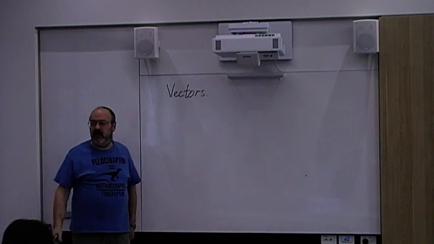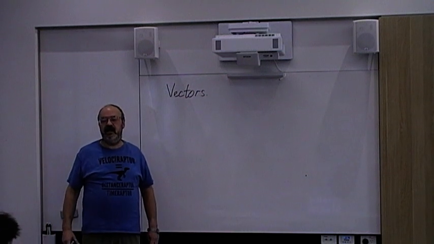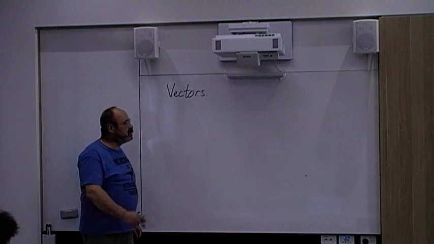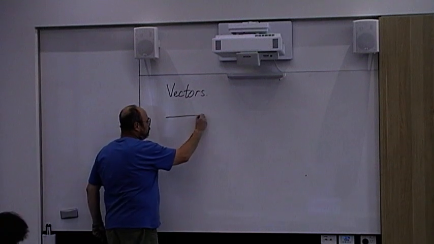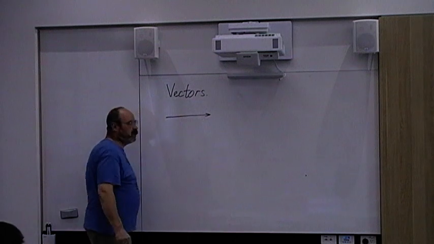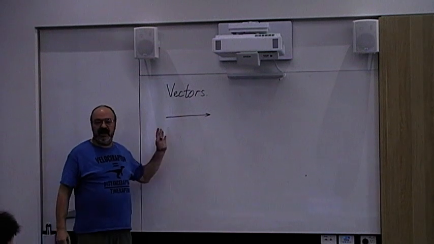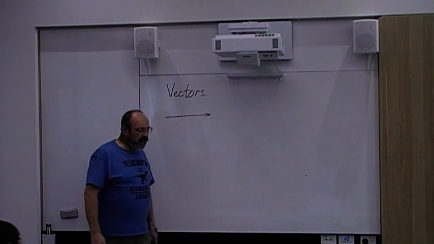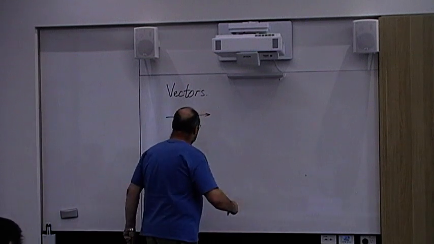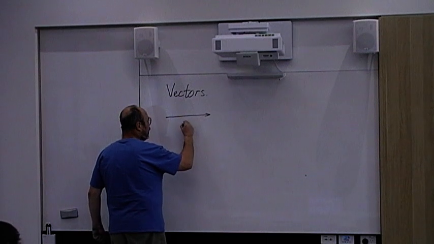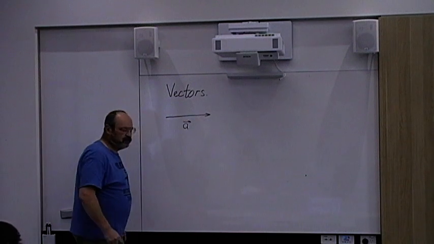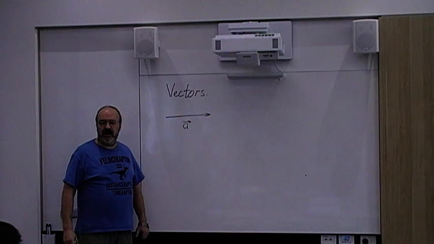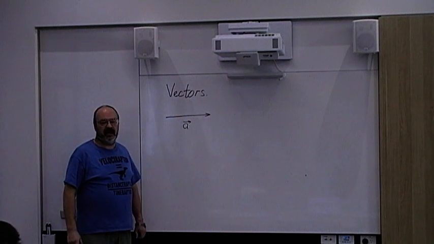Now, first of all, a vector is a directed line segment. A line segment that has direction. So it has length and direction. And if we denote, let's say, this vector with the letter A with an arrow at the top, we can do some mathematical operations with the vectors.